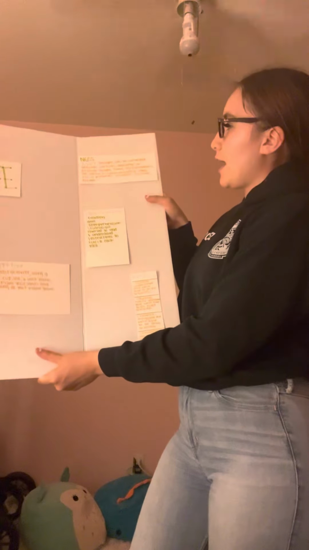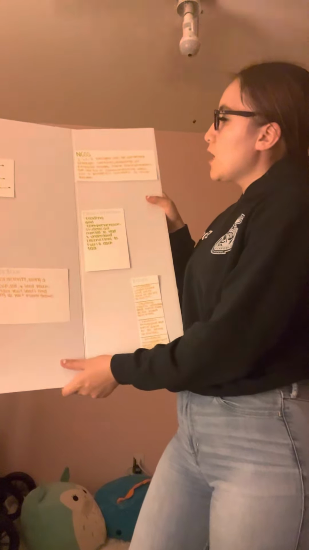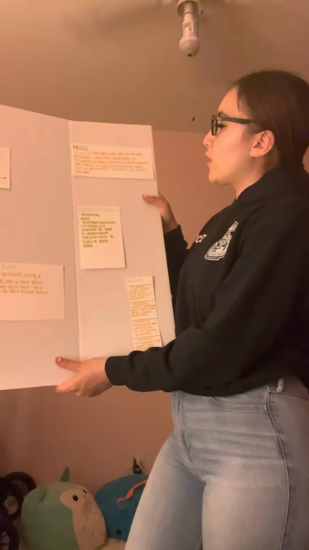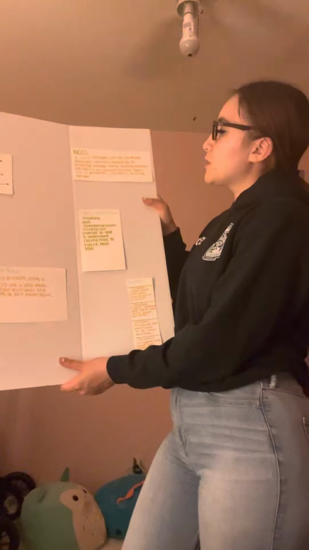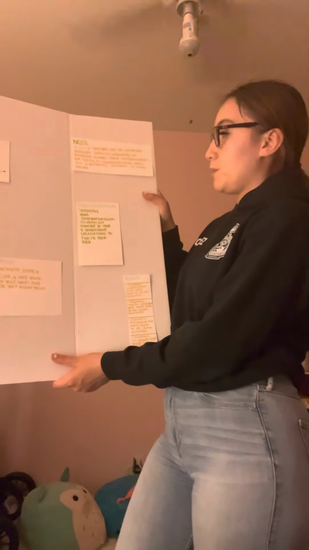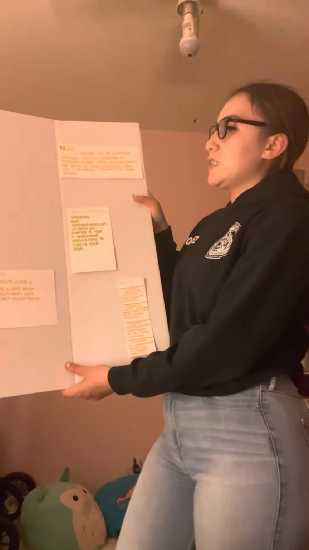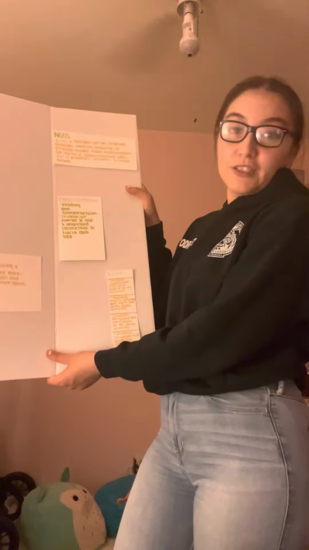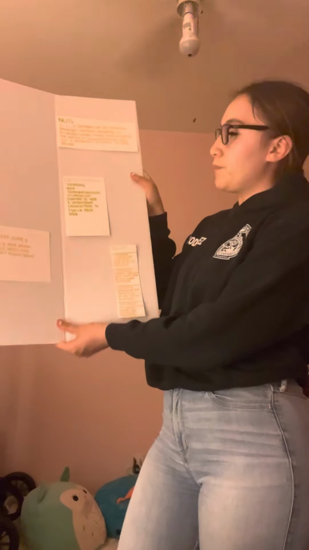On this side, I have my NGSS, which is 2LS2. Designs can be conveyed through sketches, drawings, or physical models. These representations are useful in communicating ideas for a problem's solutions to other people. This is basically just signifying that they're using sketches and labels to identify their understanding of the plant life cycle.